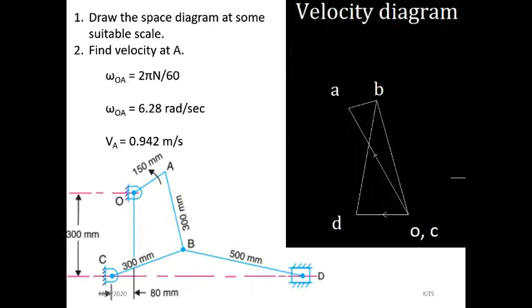For the slider you have to draw the parallel line. These two lines, the BD line and the slider line, cut at D. Now we can erase the remaining lines. So we got the velocity diagram. That's all.